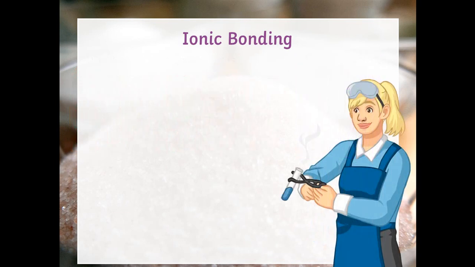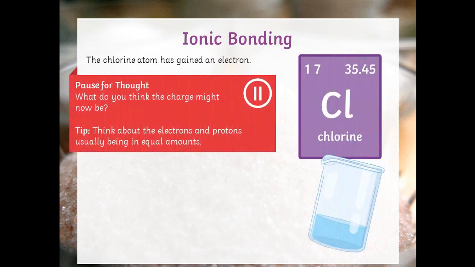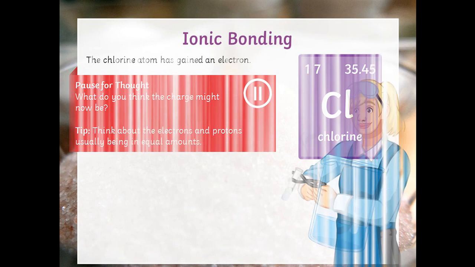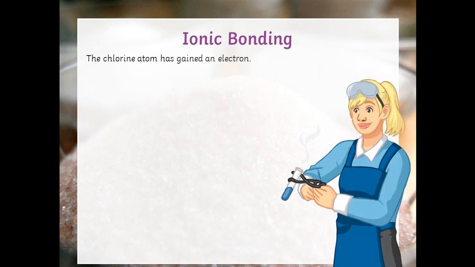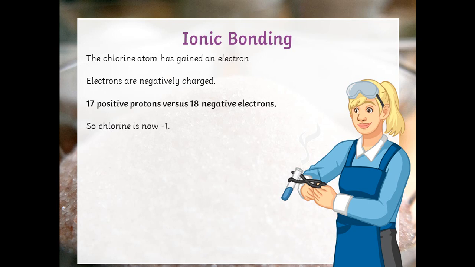The chlorine atom has now gained an electron. So what do you think the charge might be? Because it has gained an electron and electrons are negatively charged, chlorine will have a negative charge, a -1 charge. Ionic bonding: the chlorine gained an electron, electrons are negatively charged, so the chlorine is now a negatively charged ion.